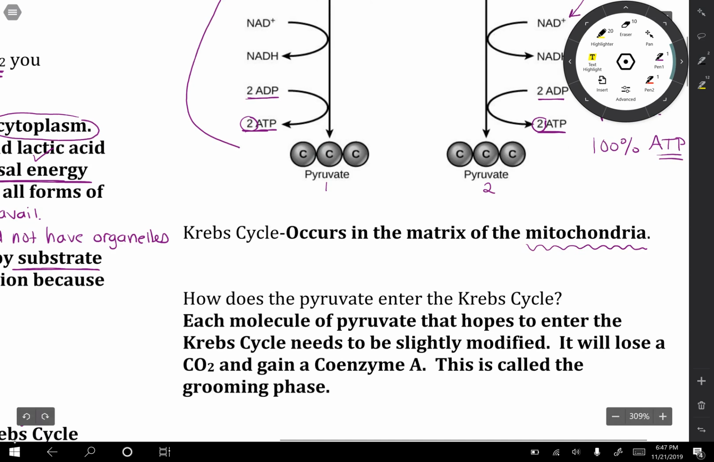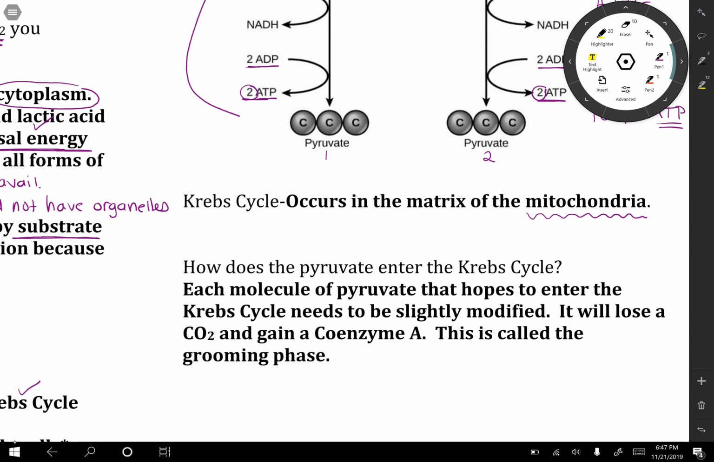So we are now going to start our next phase, which is known as the Krebs cycle. Now, Krebs cycle is important because what's going to happen is these pyruvates are going to enter the mitochondria, enter into the matrix of the mitochondria, and join up with the Krebs cycle. Well, like everything else, it's not that simple.